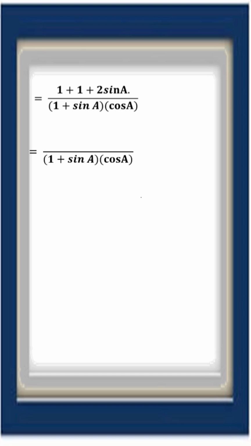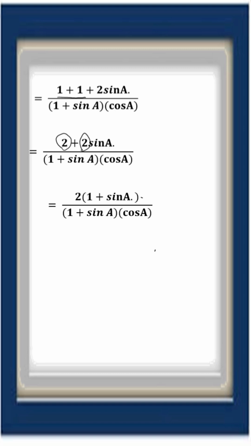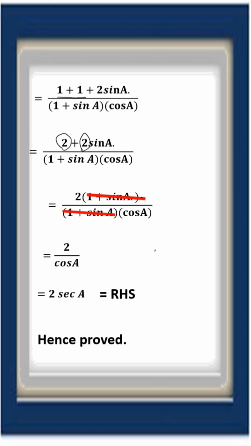So in the numerator 1 plus 1, what is it? 2. 2 plus 2 sin A in the numerator. We can take 2 outside, 2 is common here. So now 2 into 1 plus sin A. Here 1 plus sin A in the numerator and in the denominator get cancelled. So now we have 2 upon cos A, which is equal to 2 into 1 by cos A, that is equal to 2 secant A. That is RHS, hence proved.